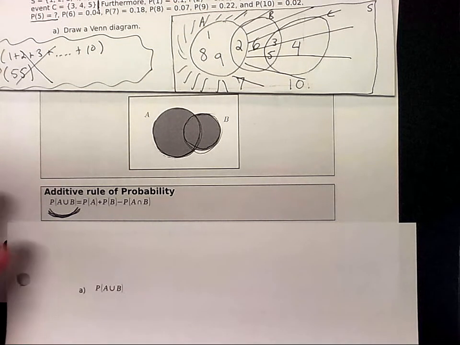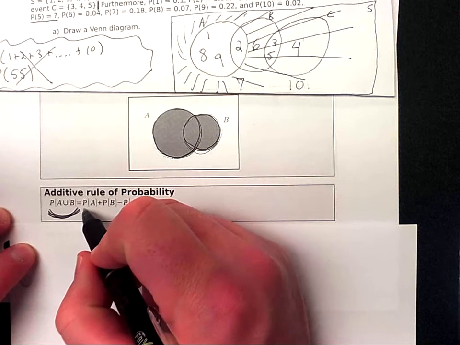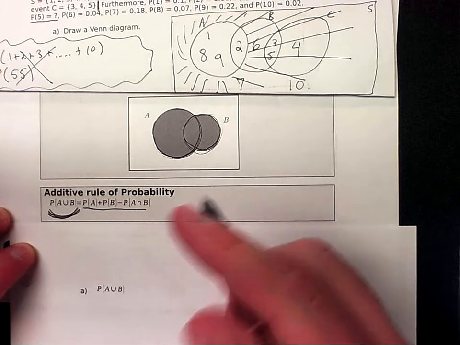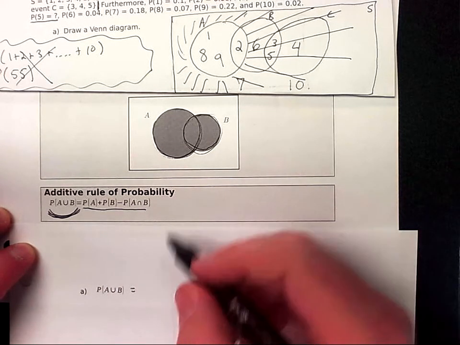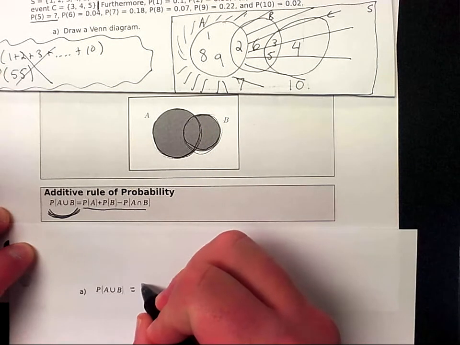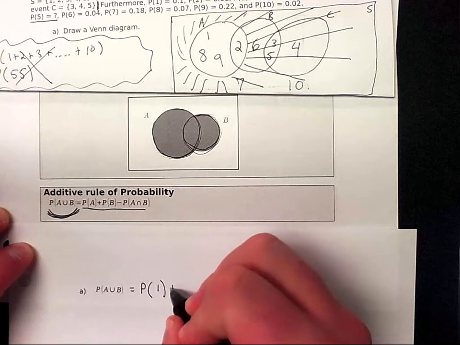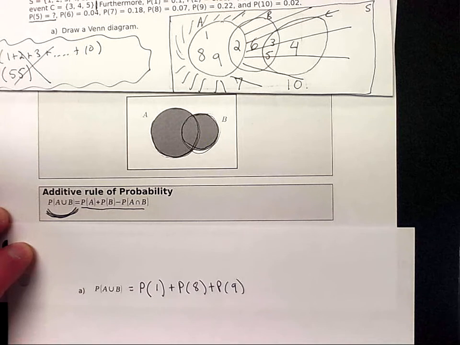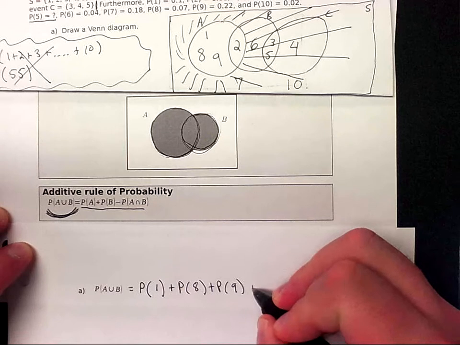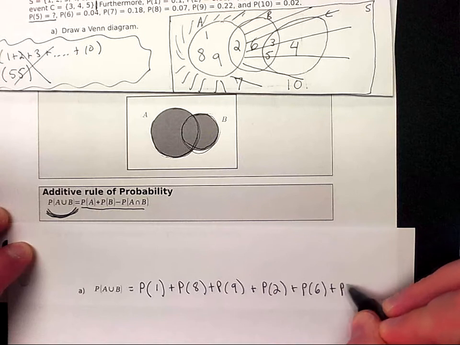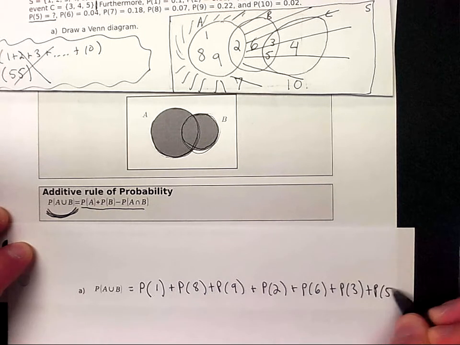Well, what this formula is telling us to do, well, let's skip using this formula here for a second. Let me backtrack on that right quick. If we're trying to figure out the probability of A union B, using the method we used before, one of the ways that we could figure that out is taking the probability of the number 1 plus the probability of the number 8 plus the probability of the number 9, right? I'm simply adding up all of the probabilities of the outcomes in both A and B. Plus the probability of 2 plus the probability of 6 plus the probability of 3 plus the probability of 5.